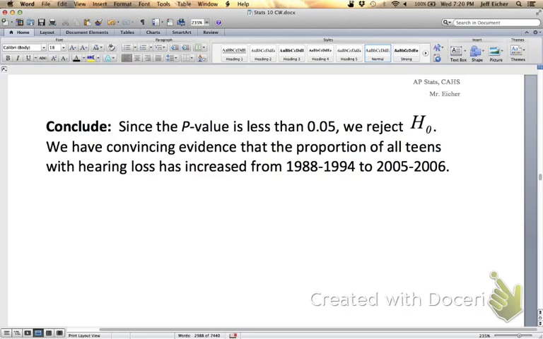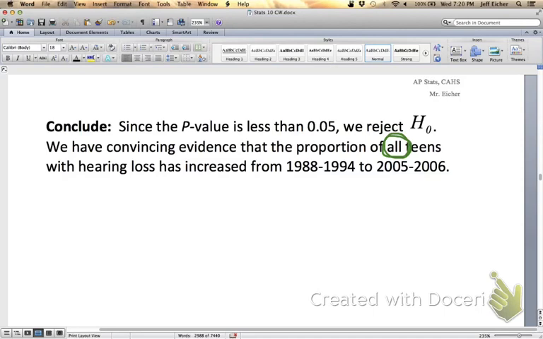Well, before we get to that, we should conclude. Since our p-value, 0 basically, is less than that, we reject the null hypothesis. We have convincing evidence that the proportion of all teens with hearing loss has indeed increased between those years. Now, this was a random sample, so we can infer about all teens, not just the teens in this study.